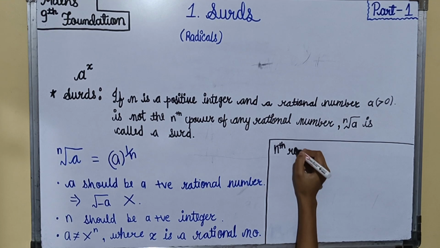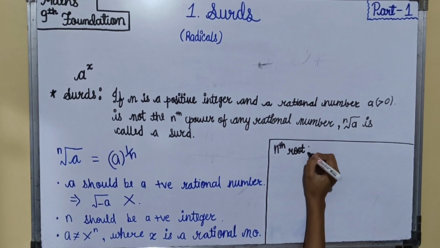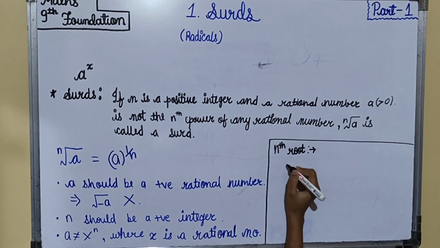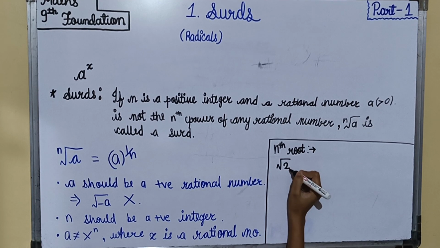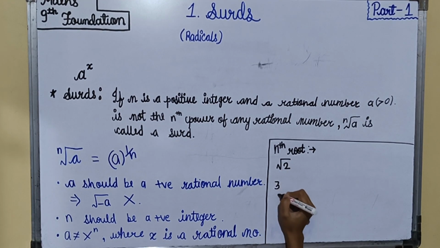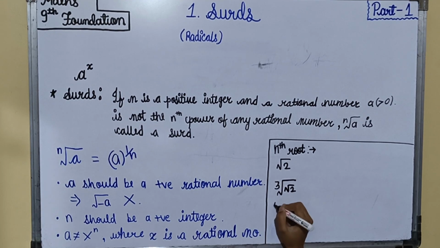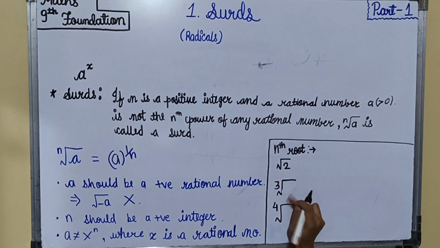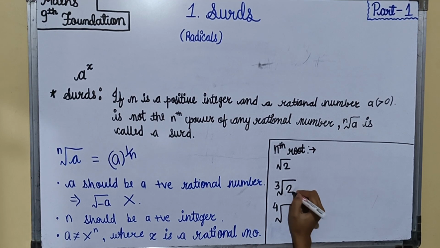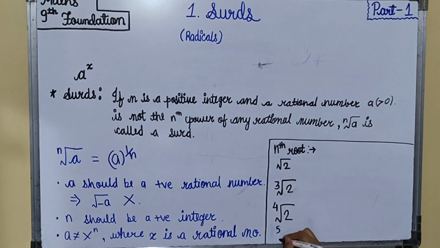Nth root. Radical form, that is root 2, cube root of 2, 4th root of 2, 5th root of 2.